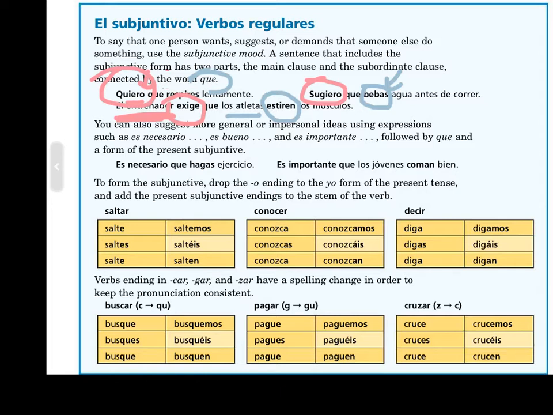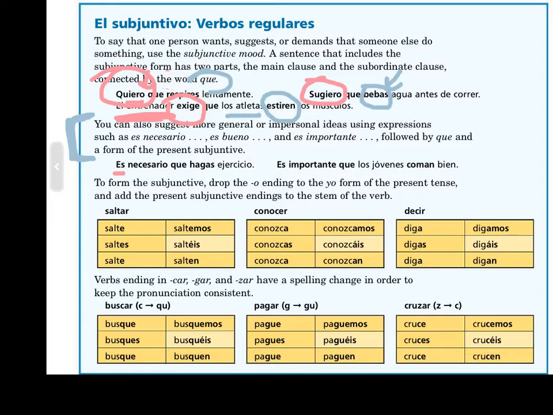Okay? This right here is the impersonal expressions that I'm talking about. So if you express an emotion about something, then that would be an emotional expression or an impersonal idea. So es necesario, it's necessary. Es bueno, it's good. Es importante, it's important. Those would all be sentence starters for subjunctive. For example, es necesario que hagas ejercicio. Es is our subject 1, it is, and our verb 1.